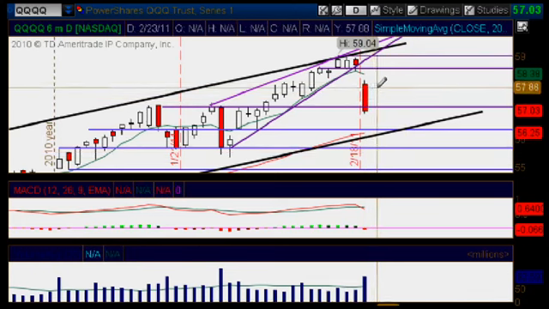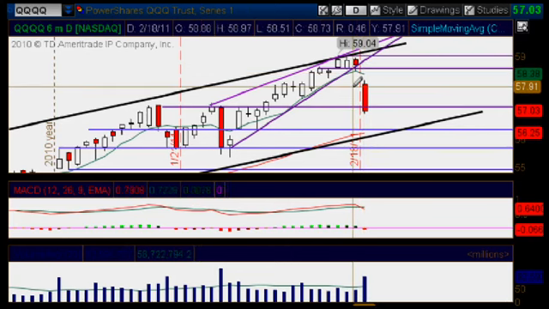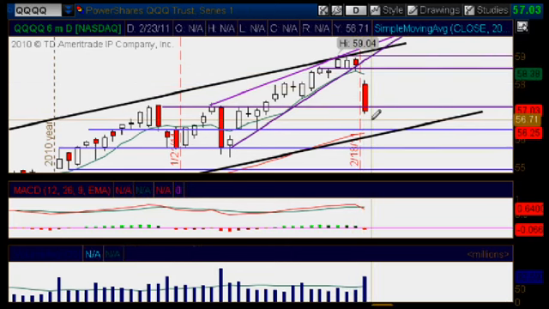So again, pay really close attention to all major areas of support and resistance that I showed you here today, and also look for confirmation with the MACD.